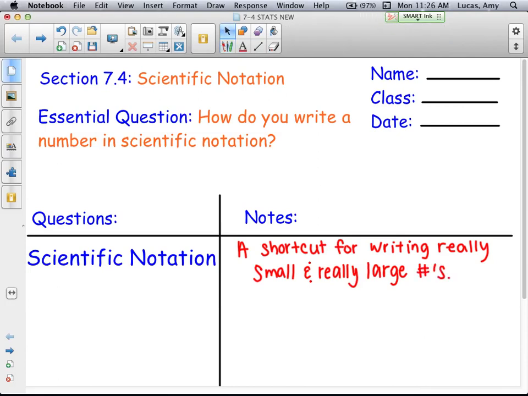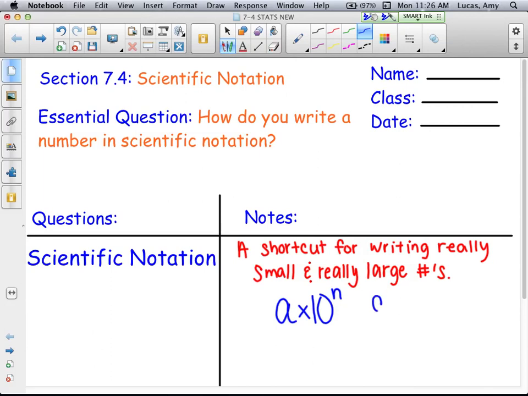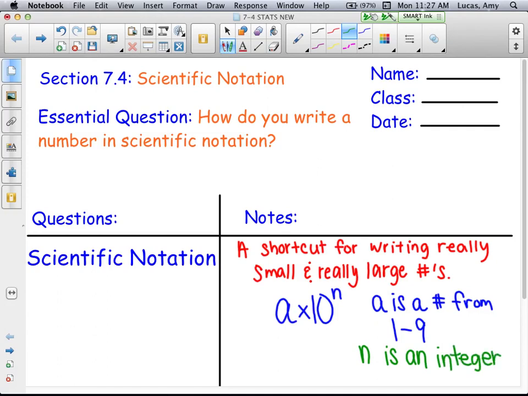What scientific notation looks like is a times 10 to the power of n, and a is a number from 1 to 9. So anything from 1 to 9, and n is an integer, so it could be a positive or negative number. So a is a single digit, a number from 1 to 9, and then n is an integer.